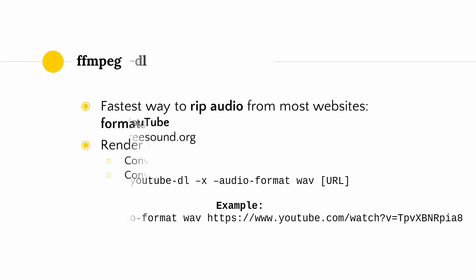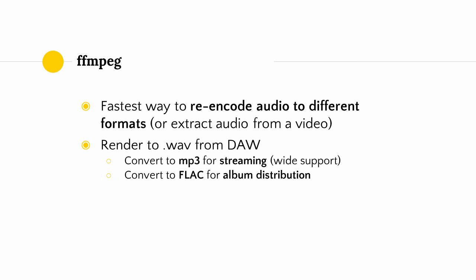Isn't that amazing? ffmpeg is a command line utility that allows you to re-encode your audio into different formats. It actually also works on videos too, but here we're just focusing on audio. The way I like to use ffmpeg these days is I'll use my DAW to render my tracks to WAV. That is an uncompressed format that's very easy for software to read.